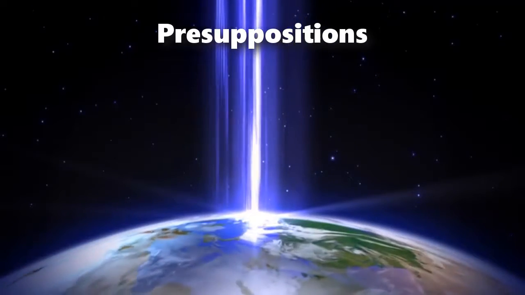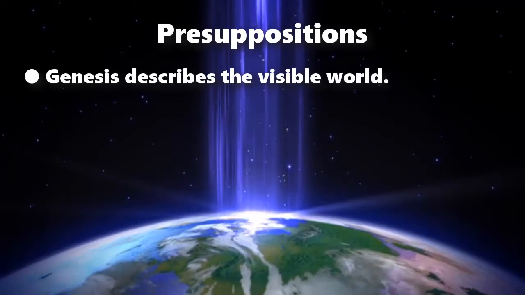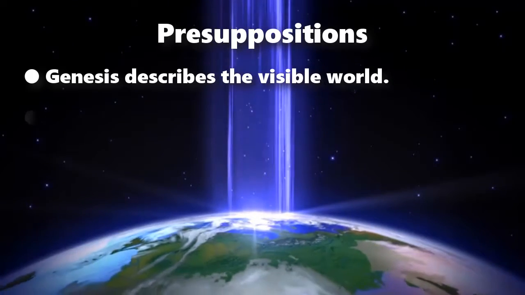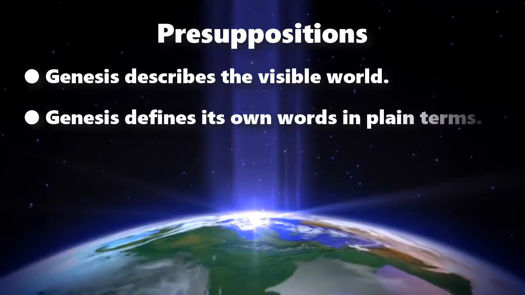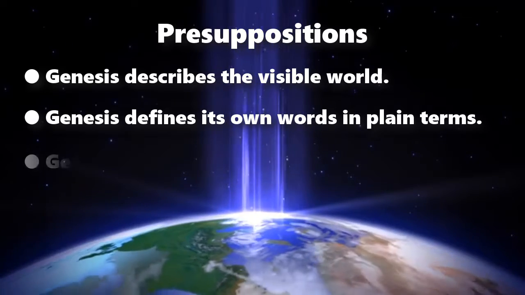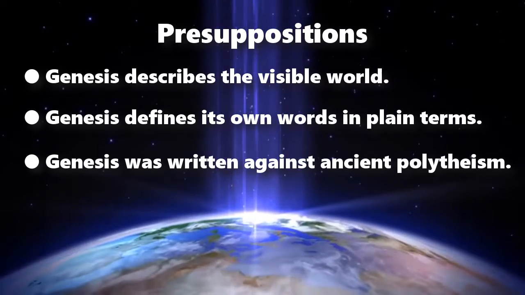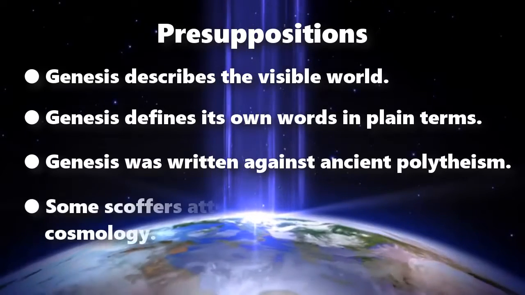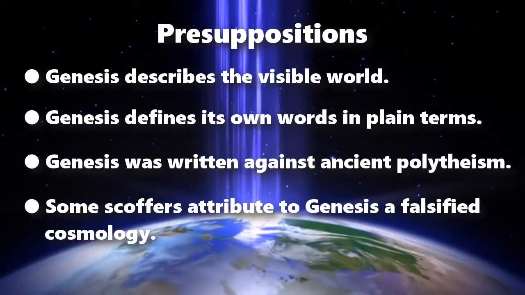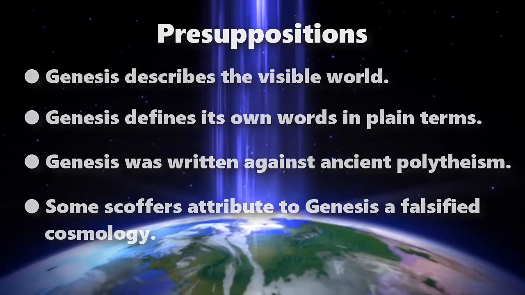Presuppositions underlying this video. Genesis describes the visible world. Genesis defines its own words in plain terms. Genesis was written against ancient polytheism. Some scoffers attribute to Genesis a falsified cosmology.